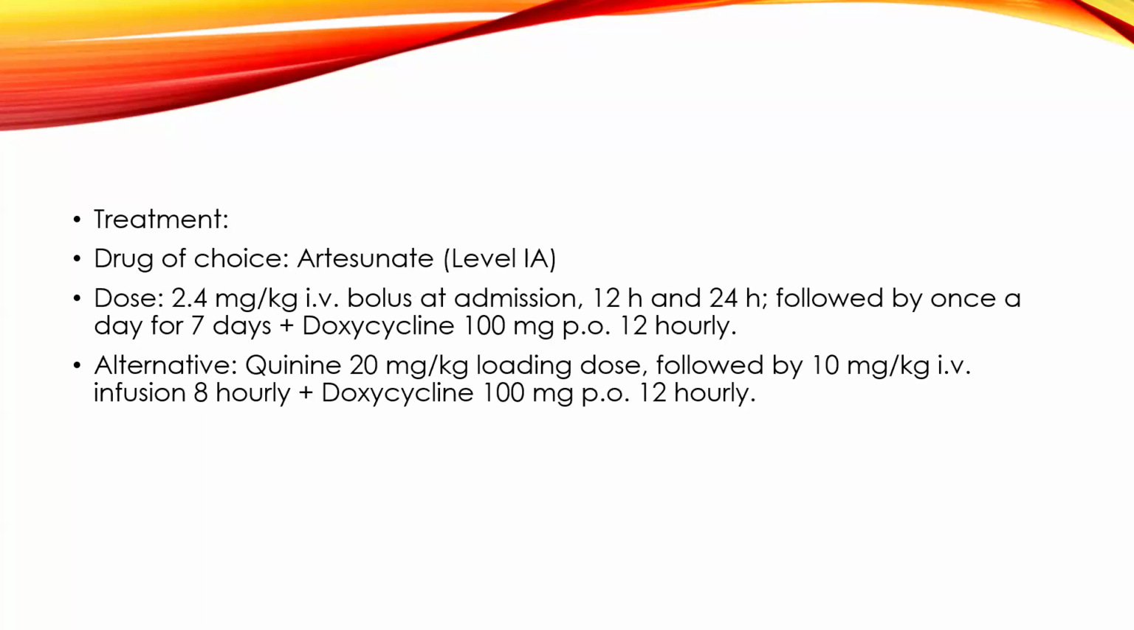For treatment, artesunate is the drug of choice. We can start at a dose of 2.4 mg per kg IV bolus, then repeat at 12 hours and 24 hours, followed by once a day for 7 days, along with doxycycline 100 mg every 12 hours. The alternative is quinine 20 mg per kg loading dose followed by 10 mg per kg IV every 8 hours, plus doxycycline 100 mg every 12 hours.